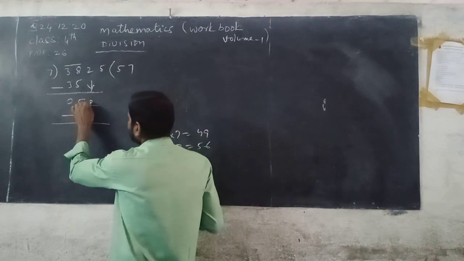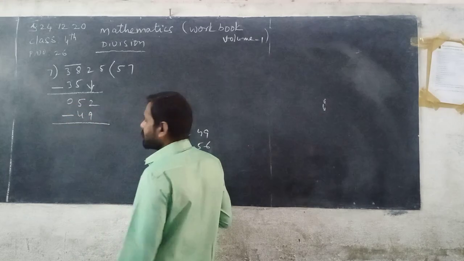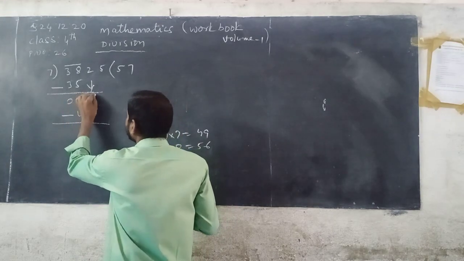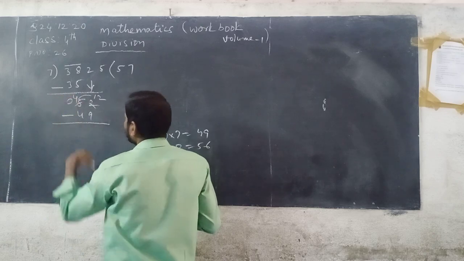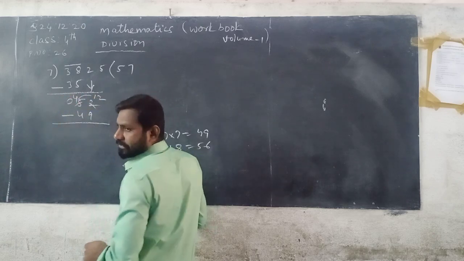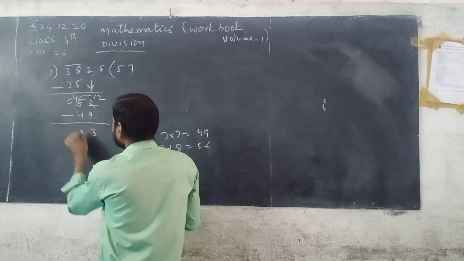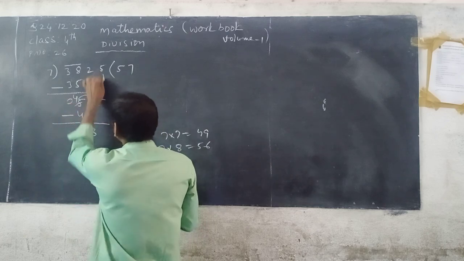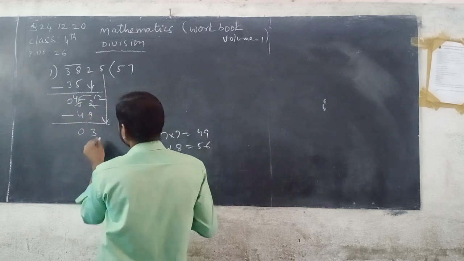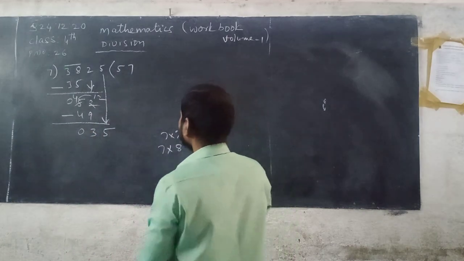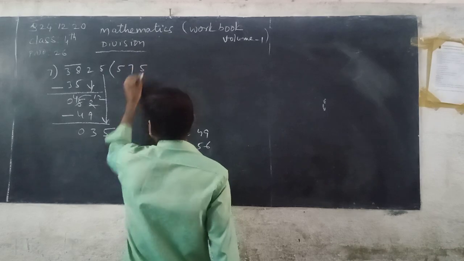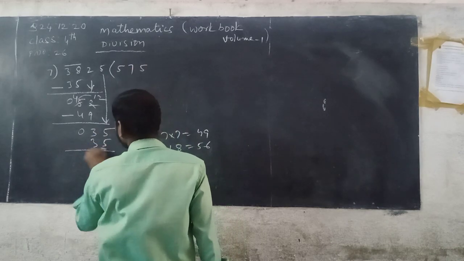2 minus 9 is not possible. Take borrowing from 5. It gives 10. 10 is added to 2, giving 12. 5 becomes 4. 12 minus 9 you can get 3. 4 minus 4 is 0. I can bring down 5 to the remainder. Now 7 fives are 35. 35 minus 35 is 0.